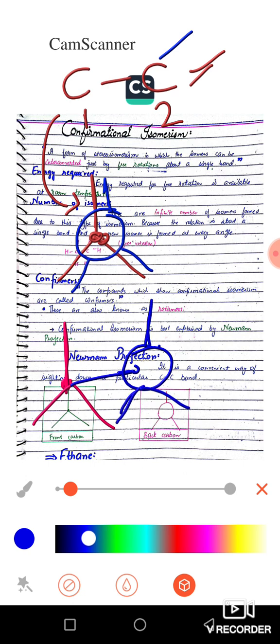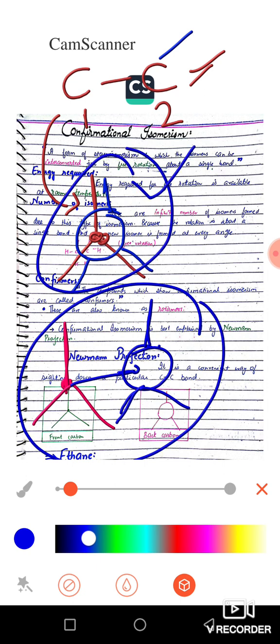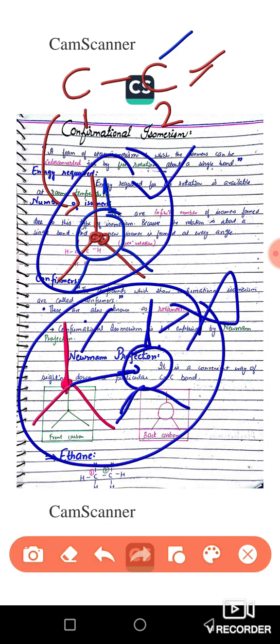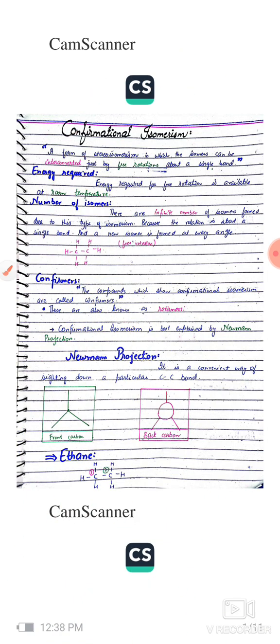Actually this is not the Newman's projection. The correct Newman's projection is this, but this is not it. I have just explained it to show how they are present. This is the front look and this is the back look. I have just explained this concept to you. So now move on to the next page.